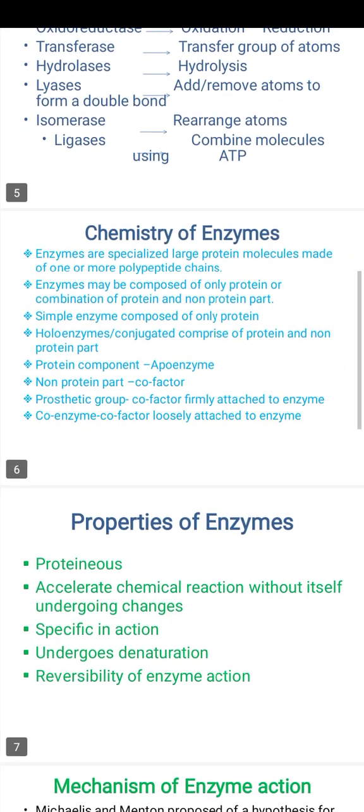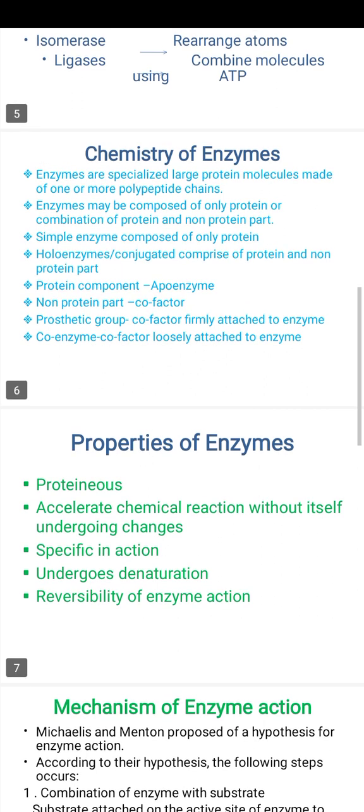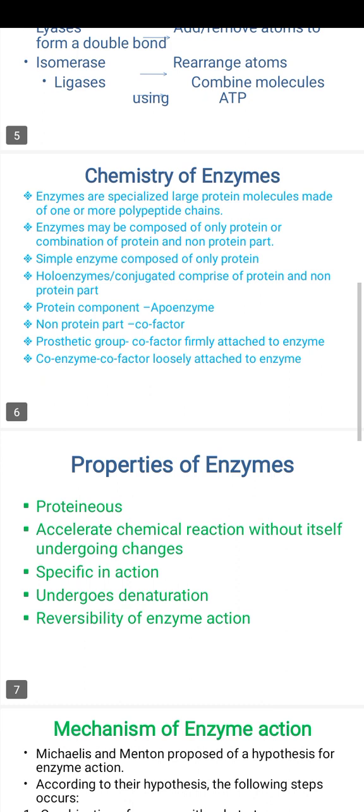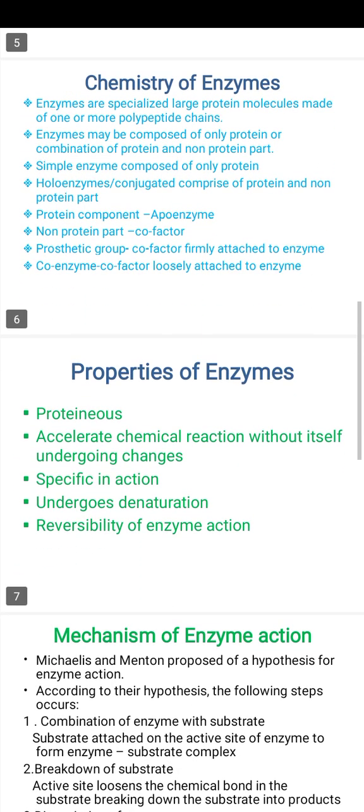The chemistry of enzymes: enzymes are specialized large protein molecules made of one or more polypeptide chains. Enzymes may be composed of only protein or a combination of a protein and a non-protein part. Simple enzymes are composed of only a protein. Holoenzymes or conjugated enzymes comprise both a protein and a non-protein part. The protein component is called the apoenzyme. The non-protein part is called a cofactor. A prosthetic group is a cofactor firmly attached to the enzyme. Coenzymes are cofactors loosely attached to the enzyme. These are the chemistry of the enzymes, how the cofactors attach to enzymes.